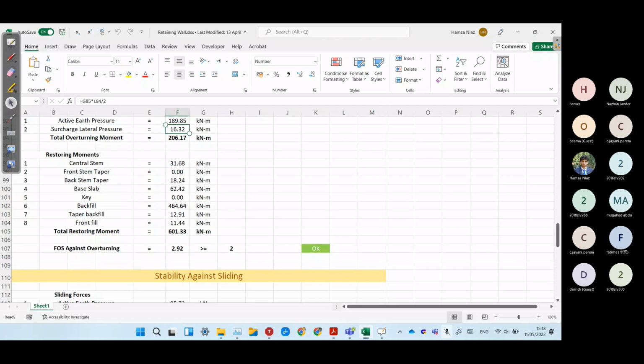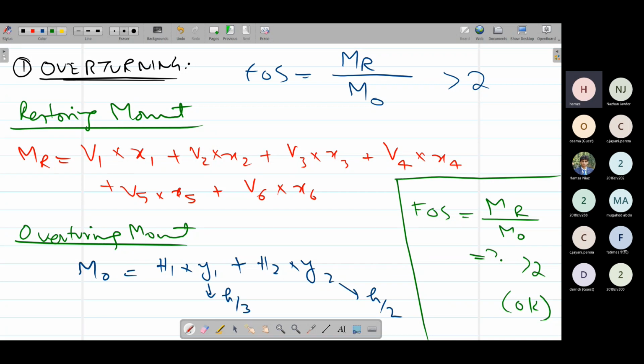After dividing them, we'll get the value as 2.92. 601 divided by 206, so almost 3 we'll get. Our 2.92 is greater than 2, so that's fine. This check is satisfied. Any issue in this?